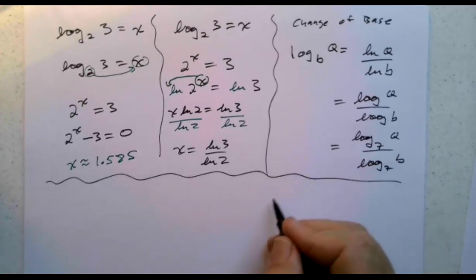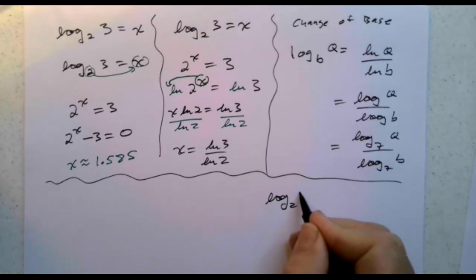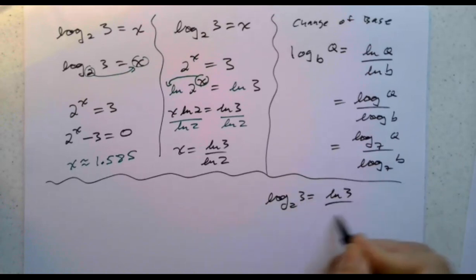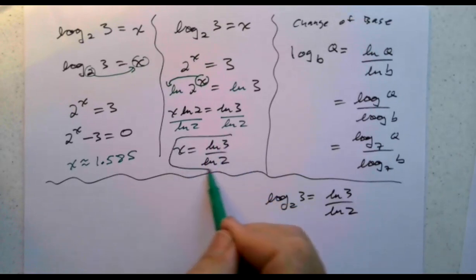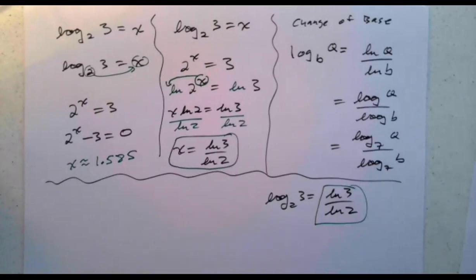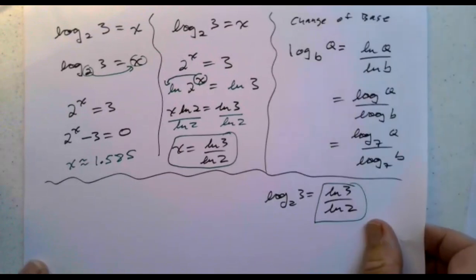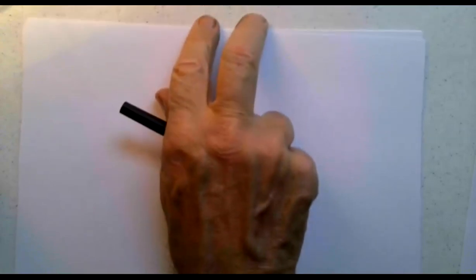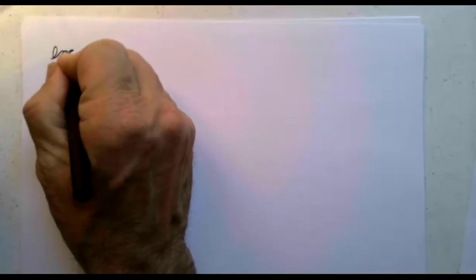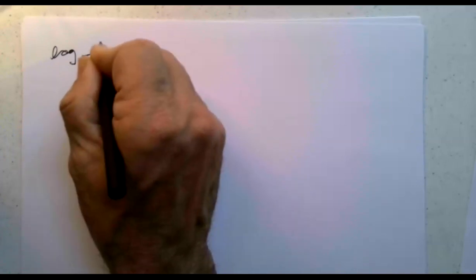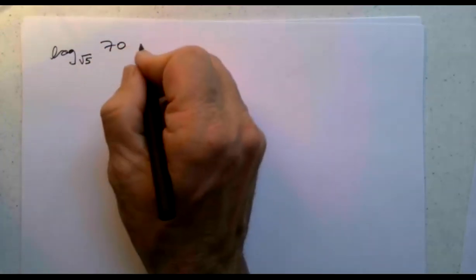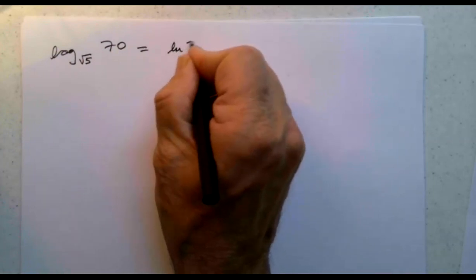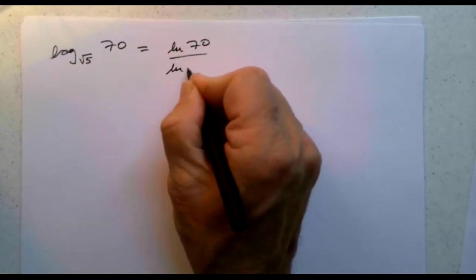So I'm going to use the change of base theorem, log base 2 of 3. You take the natural log of 3 divided by the natural log of 2, and you'll notice this is exactly what we said before, right? And we get our answer directly with the change of base theorem. So the next question I have is log base square root of 5 of 70. So if we use the change of base theorem first, all that would be natural log 70 over natural log square root of 5.